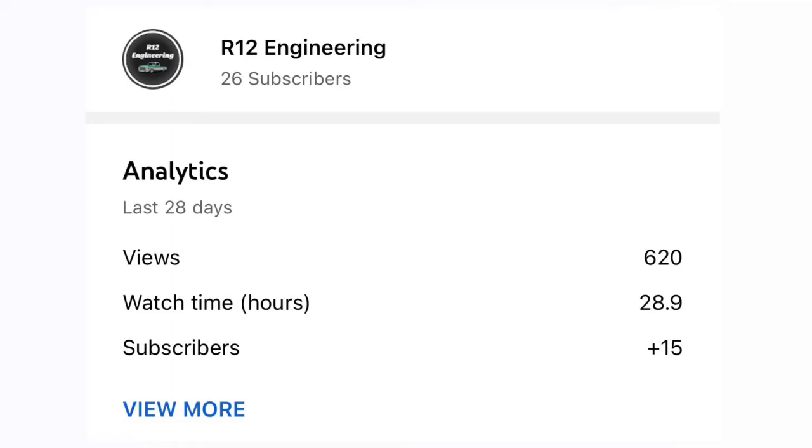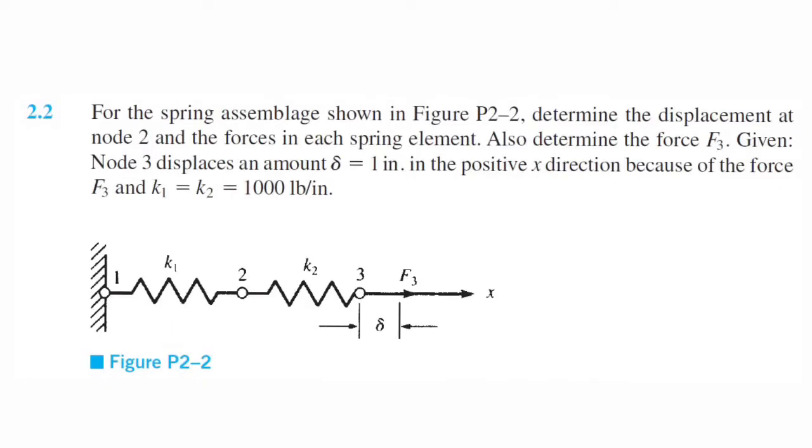But let's go ahead and get started with problem 2.2 for FEA. It reads, for the spring assemblage shown, determine the displacement at node 2 and the forces in each spring element. In other words, local element forces. So we also got to determine the force at F3. They give us displacements for node 3, which is 1 inch in the positive x direction because of the force F3. And they give us the stiffness for K1 and K2 at 1,000 pounds per inch. So let's go ahead and get started.